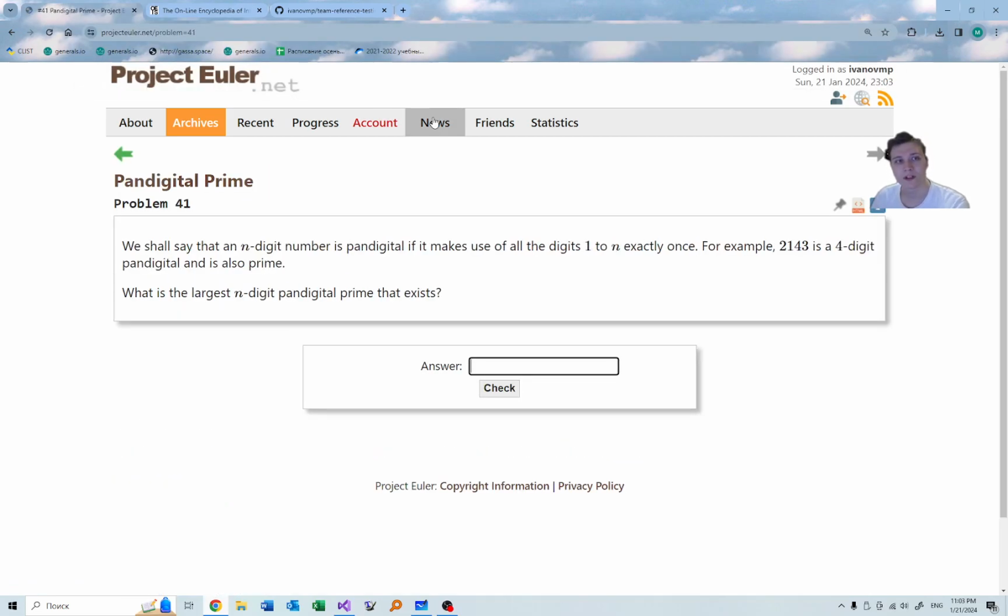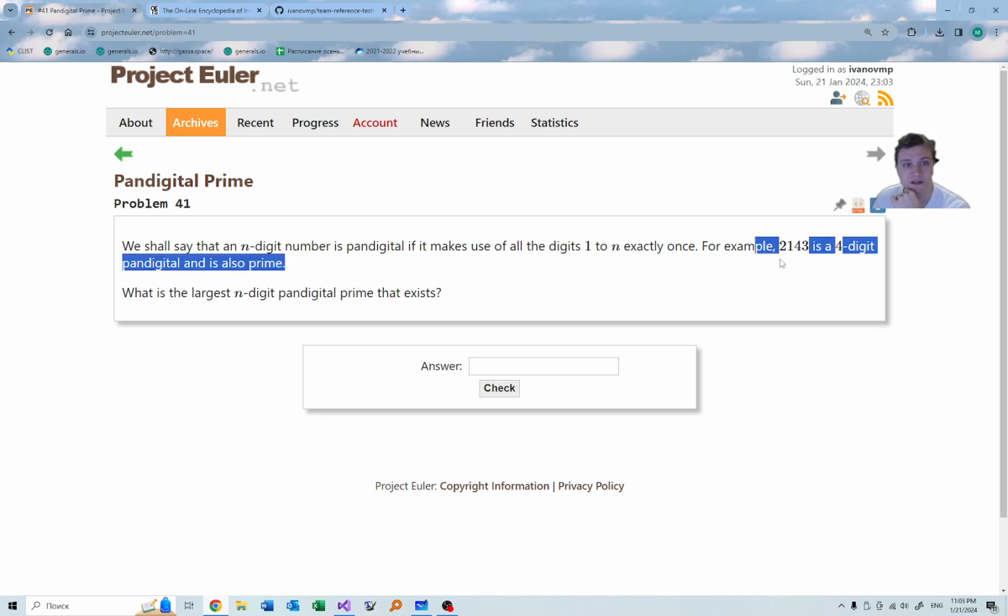Okay, problem 41. We shall say that n-digit number is pan-digital if it makes use of all the digits from 1 to n exactly once. This is 4-digit pan-digital and it is also prime. What is the largest n-digit pan-digital prime that exists? Okay.